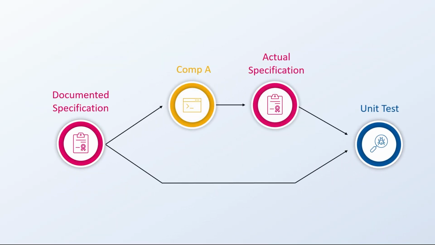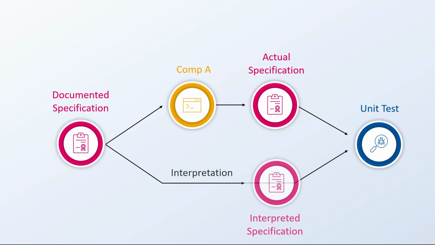So starting with the documented specification that is a result of the requirements analysis and the design decisions, we create the actual components implementation. These implementations are the actual specifications of the components that are tested with the unit test cases. These unit test cases should make sure that the actual specification complies with the documented specification in the beginning. However, these unit tests are also interpretations of the documented specification, so we really make sure that the actual specification complies with our interpretation of the specification.